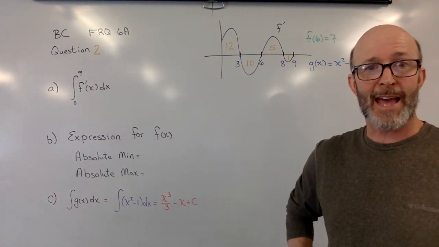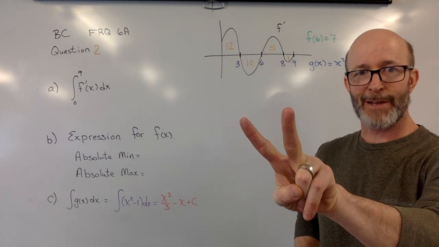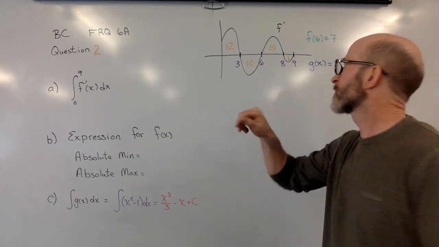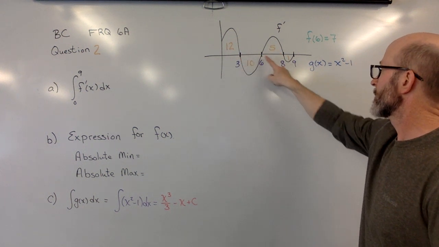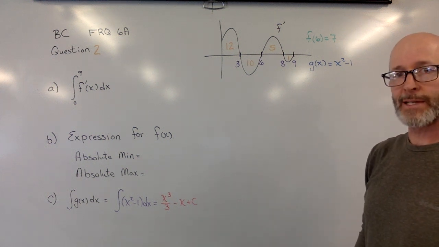So here's 6A, question 2. I gotta find the screen. There we go. All right, so we had a big, massive graph where it told you areas in there. And these were like the x values at x equals 3, 6, 8, and 9. Some other important tidbits that it gave you.